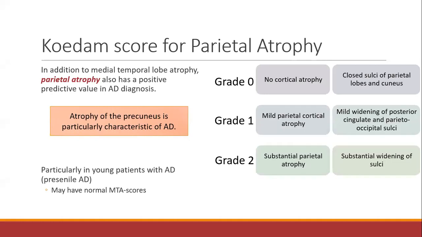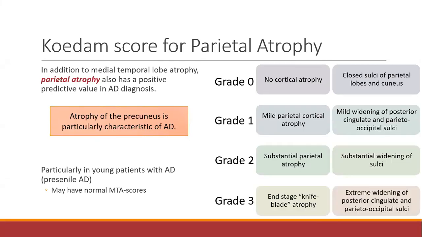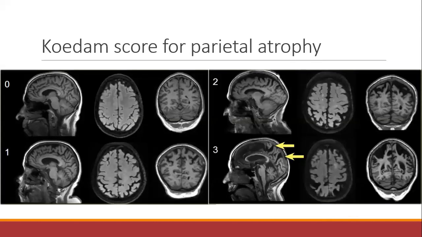Again, this is graded from grade 0 to 3, with grade 3 being end stage or knife blade atrophy. So here you have the Koedam score. And in grade 3, you can see that there is significant atrophy of the parietal lobe. Here you can see the symmetrical bilateral parietal atrophy, which is grade 3.